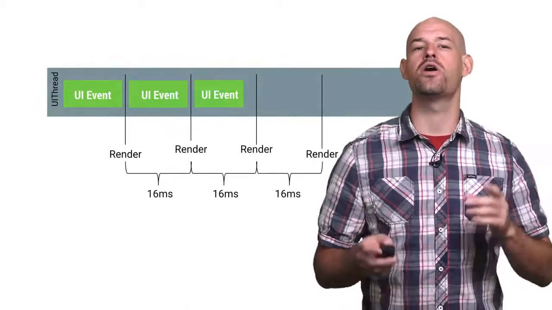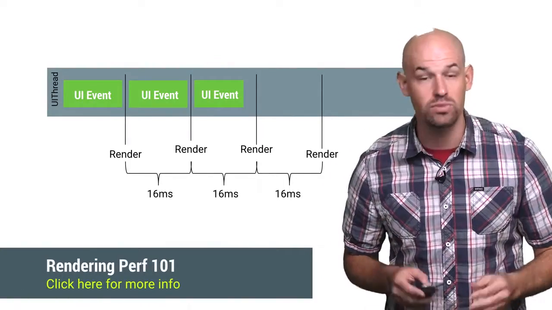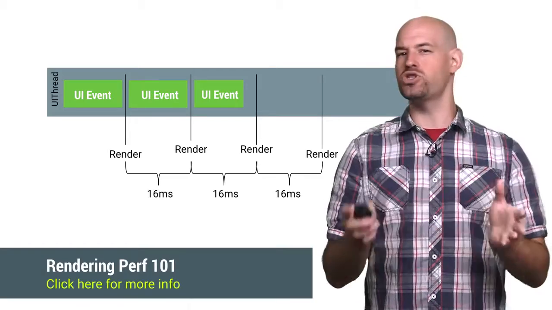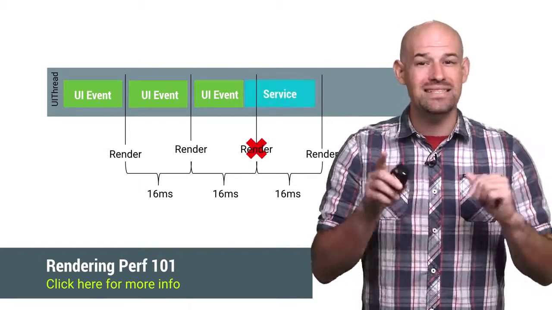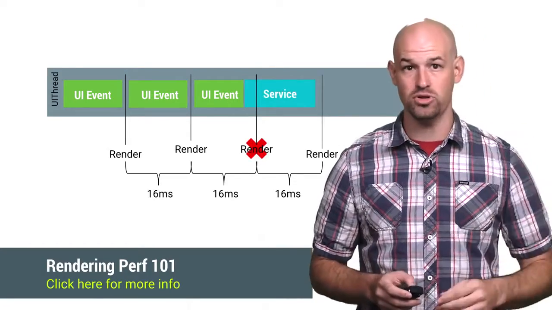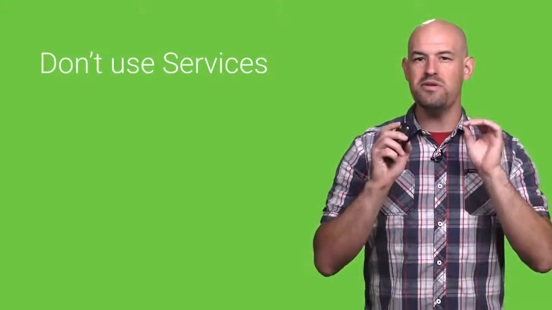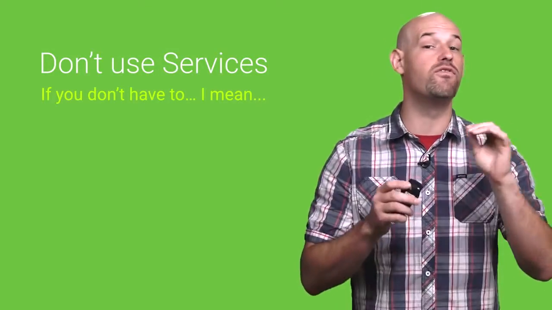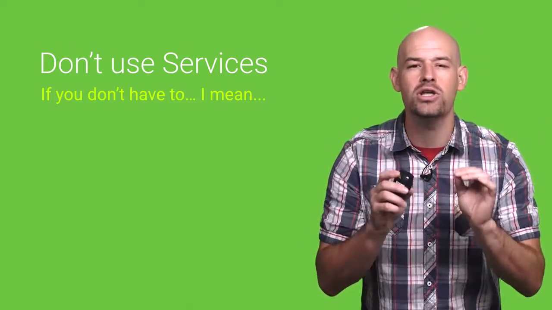Secondly, services run on the UI thread of your application, which is trying to update the screen every 16 milliseconds or so. This means if you're doing a bunch of work in a service, you can easily miss that 16 millisecond window and end up dropping a frame. Now, let me be very clear about this. In 90% of the cases, the best way to avoid these issues is to not use a service.